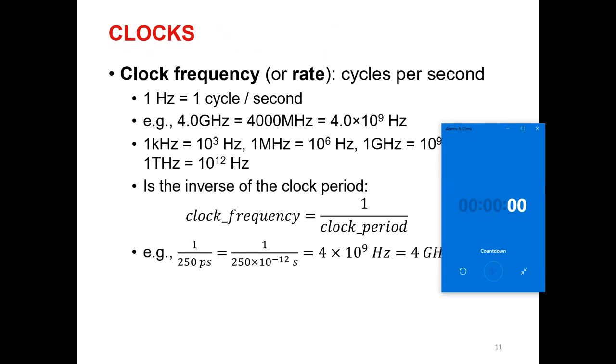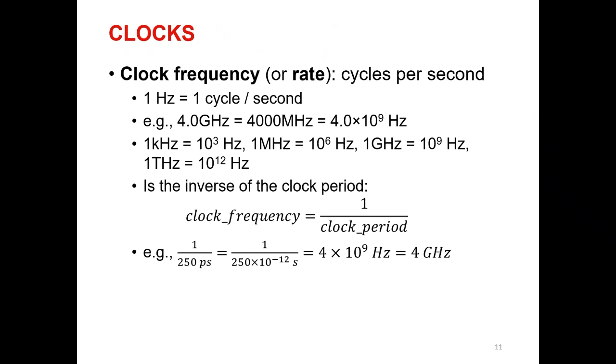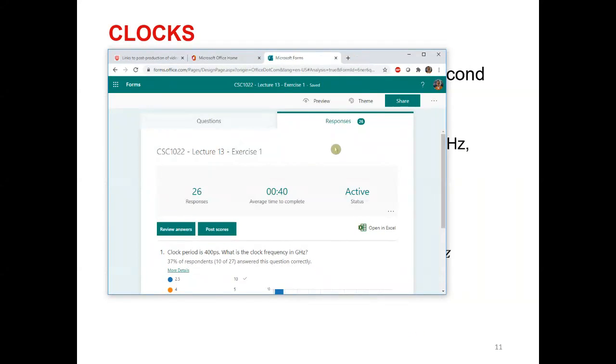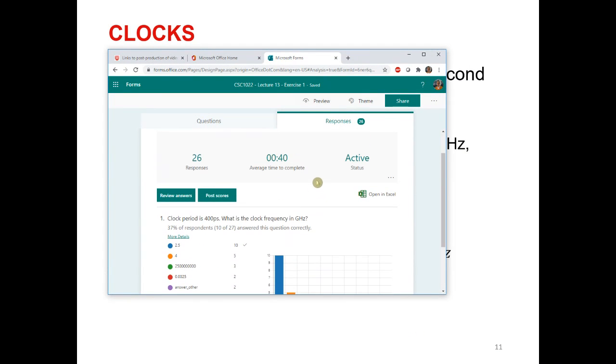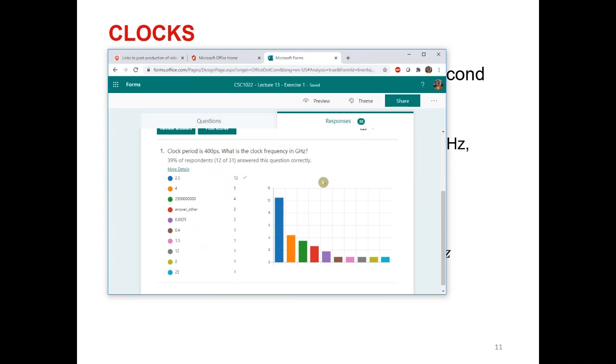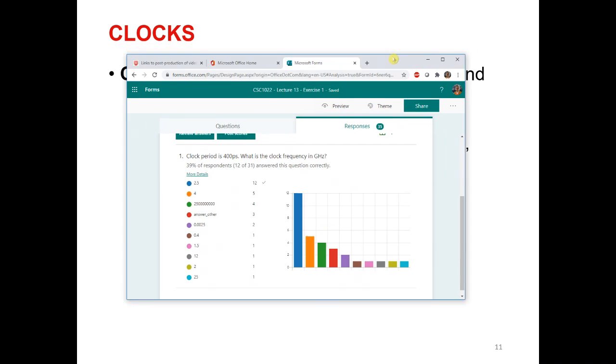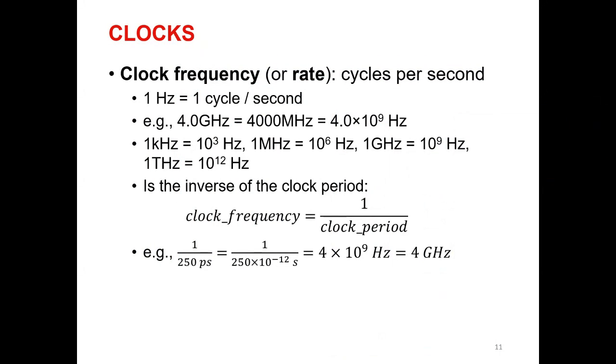Okay, the time is over. So let's check how many answers we have. Okay, so here most of you got the right answer, 2.5. So we are going to see how this answer is calculated.